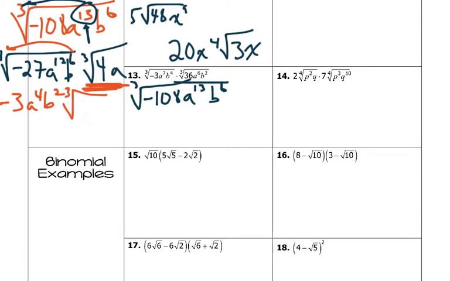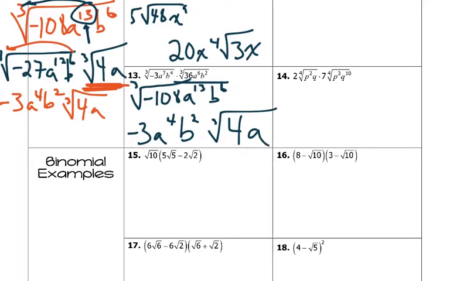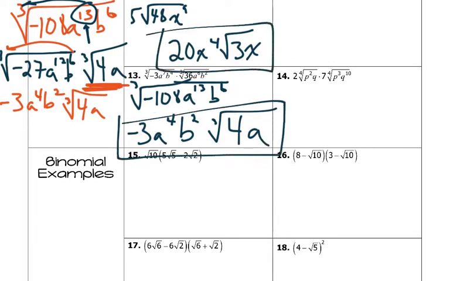Oh, boy. So let me write the final answer out. The final answer is, and I'm going to try to space it out so it's nice and easy to see, negative 3a to the 4th, b to the 2nd, times the cube root of 4a. And that is our final answer. I'll go ahead and box that one and box this one.